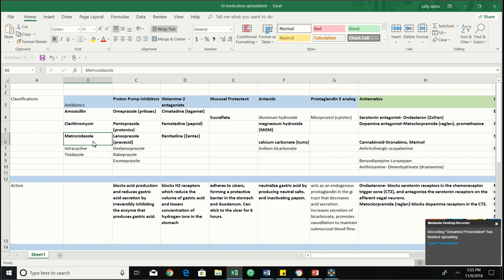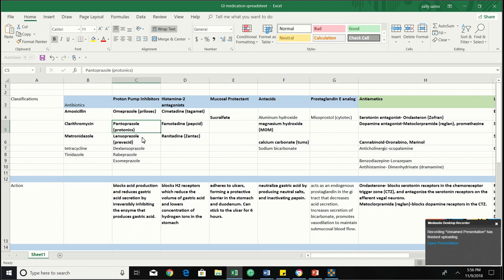We also have proton pump inhibitors. These are known as Prilosec or omeprazole, or pantoprazole or Protonix. You're going to see that a lot. Protonix and Prilosec are the two most common, and they decrease gastric acid secretion.